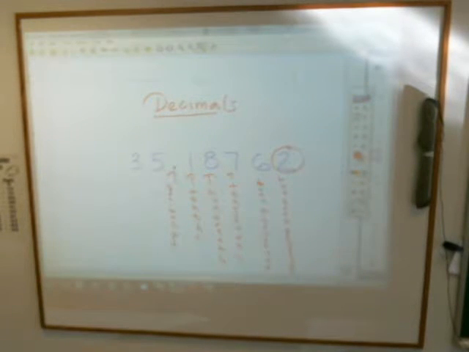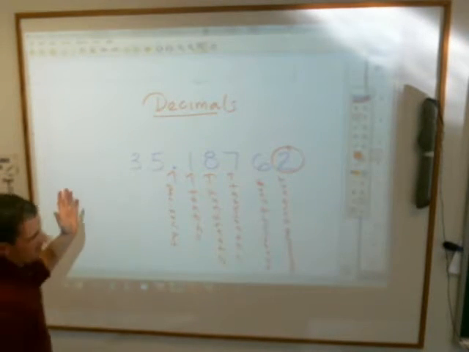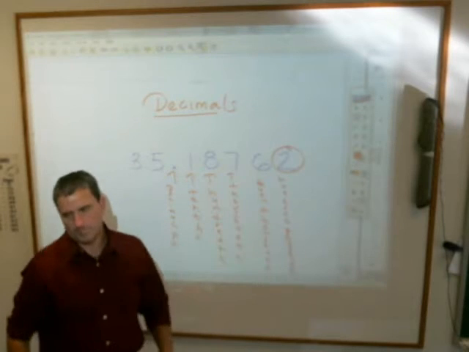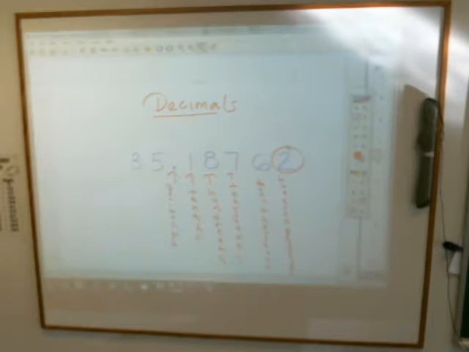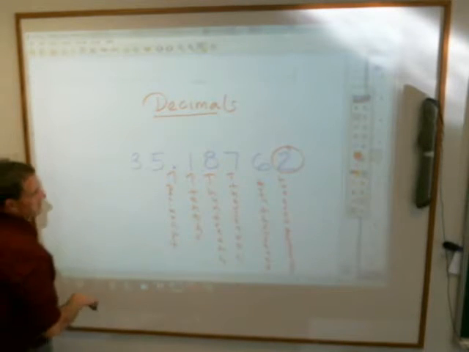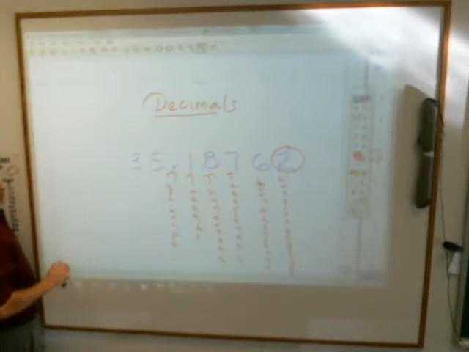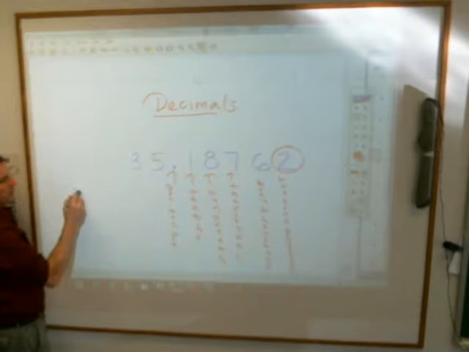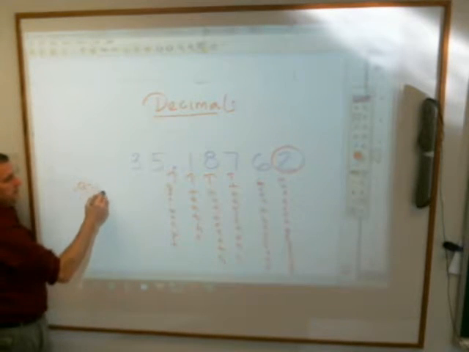If I wanted a 1,000th of what I started with, I'd have to cut this into 10 pieces, which now I'm starting to get out of my cutting range. Maybe something like that. And then for a 10,000th, you'd have to cut that into 10 pieces. That's why when you get way out there, you're talking about such a small thing that it really doesn't matter much.